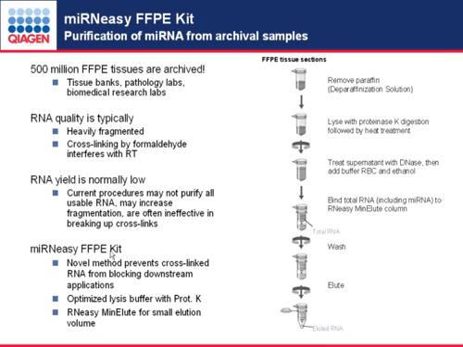And this is where the miRNeasy FFPE kit stands head and shoulders above. This is a novel method that prevents cross-linked RNA from blocking downstream applications. There's an optimized lysis buffer with proteinase K, and also there is a procedure for an RNeasy MinElute column for small elution volumes.